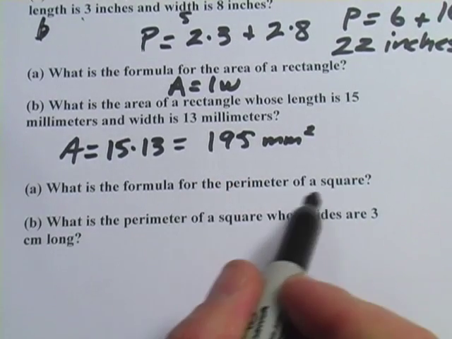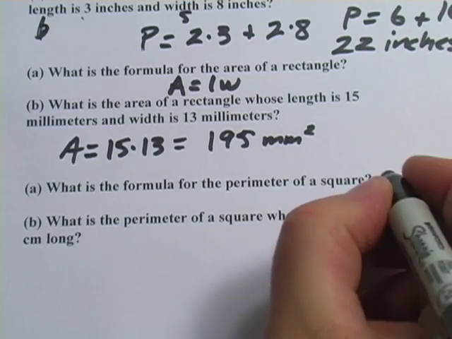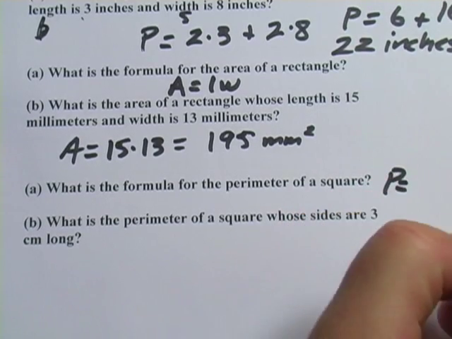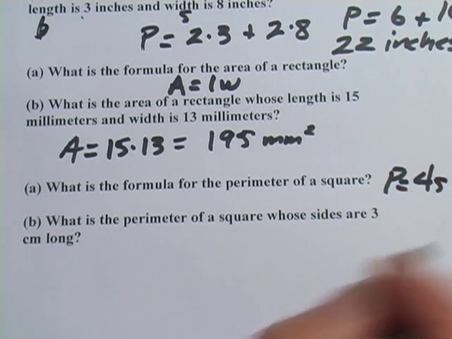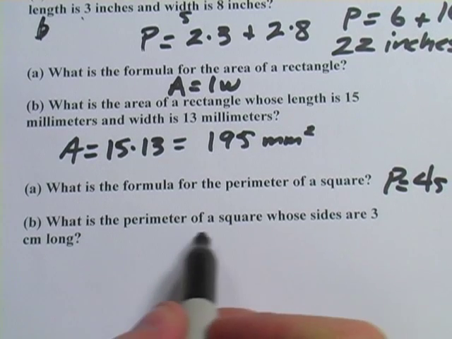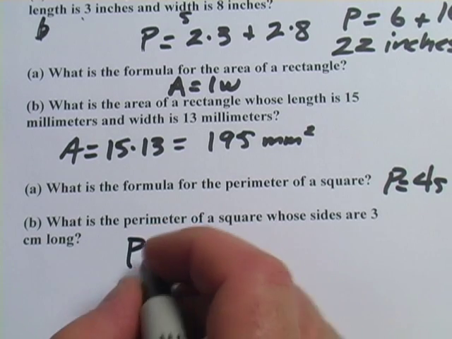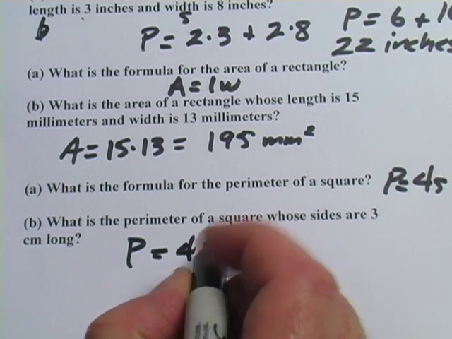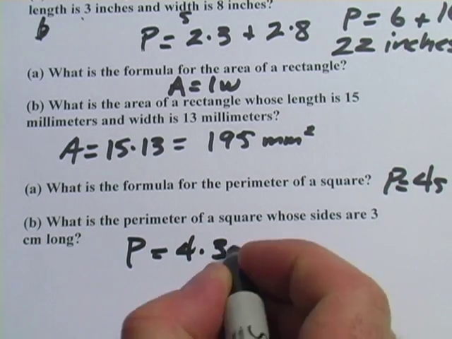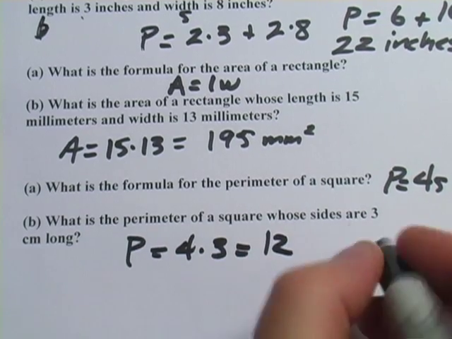All right, last one here. What is the formula for the perimeter of a square? That one, all 4 sides added together, perimeter equals 4s. And what is the perimeter of a square whose sides are 3 centimeters long? That's going to be P equals 4 times the length of the side, which is 3, or 12 centimeters.